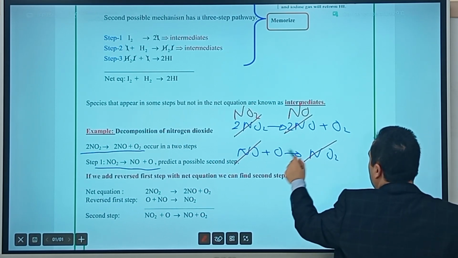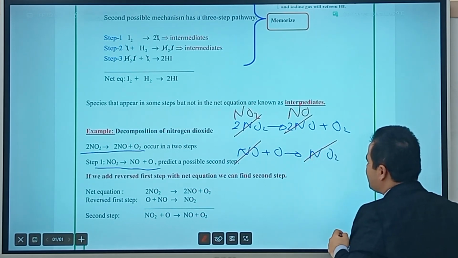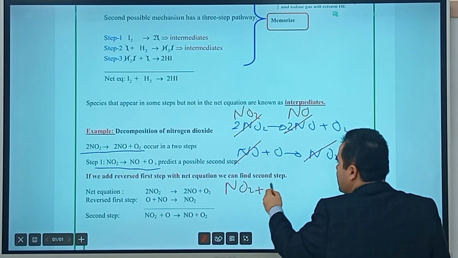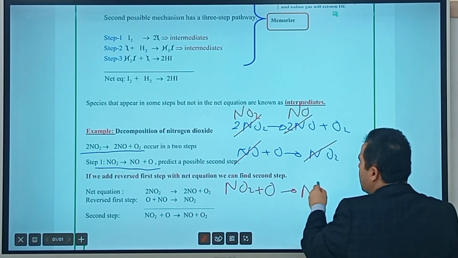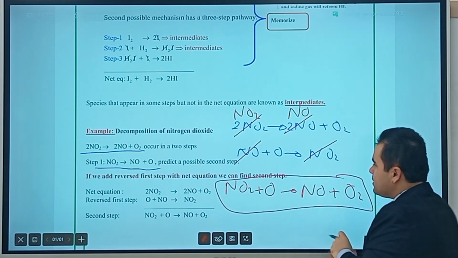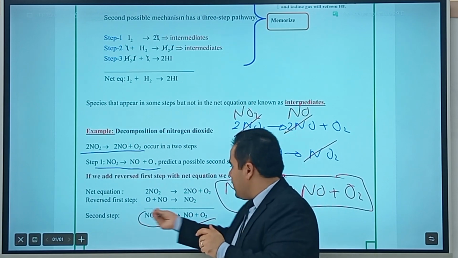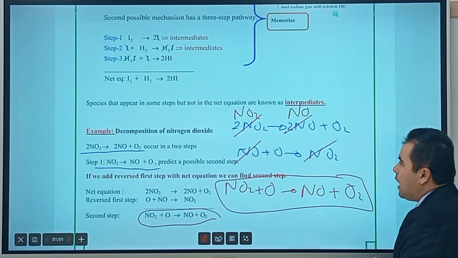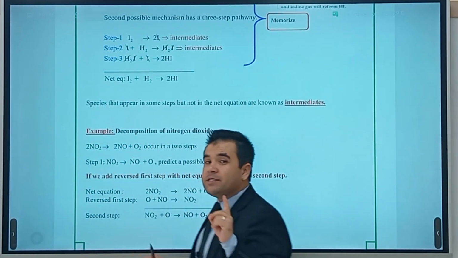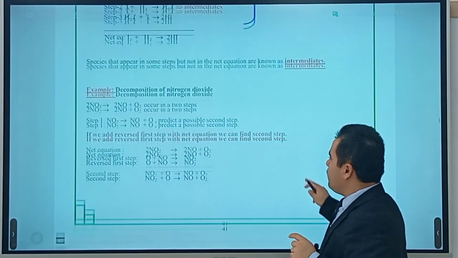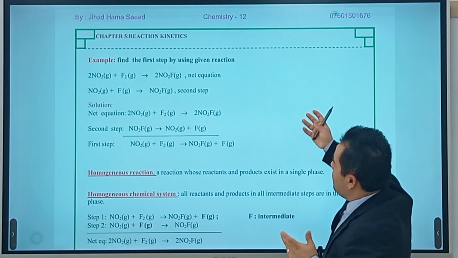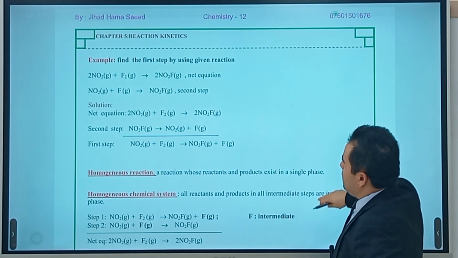Guys, be careful. O and O2 are different. They are not the same. So do not cancel them together. NO2 plus O will produce NO plus O2. This is the missing step, which here we calculated. That's how we can calculate the missing steps. Just flip the given step, add it with the main, and you'll get the missing step. We solve it, find the first step by using the given reaction.